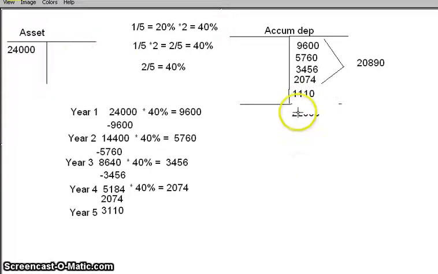Now if I add all these numbers up, I'll be at 22,000. So in this last year, I force the final value to be what I want it to be. In the last year of depreciation, I have just calculated that I want the number to be 1,110. This way I have total accumulated depreciation of 22,000, total asset of 24,000, and the net book value of the two is now 2,000. And that's it for double declining balance. See you in a minute.